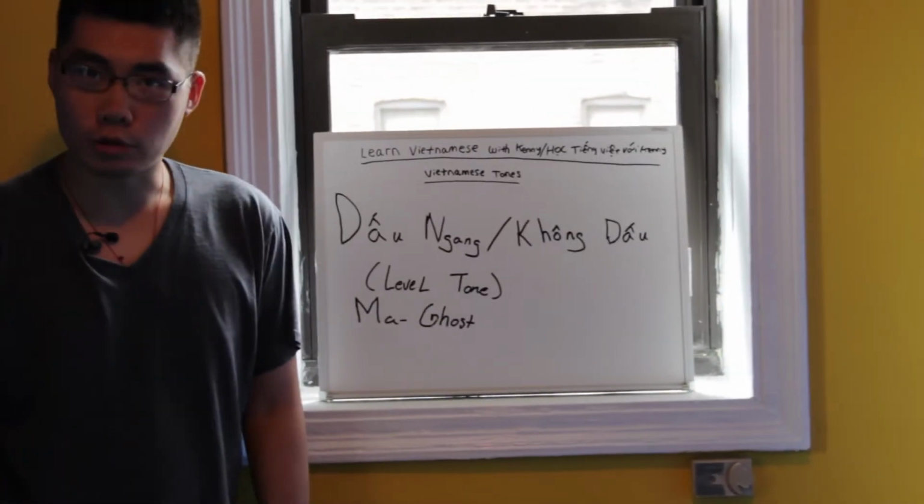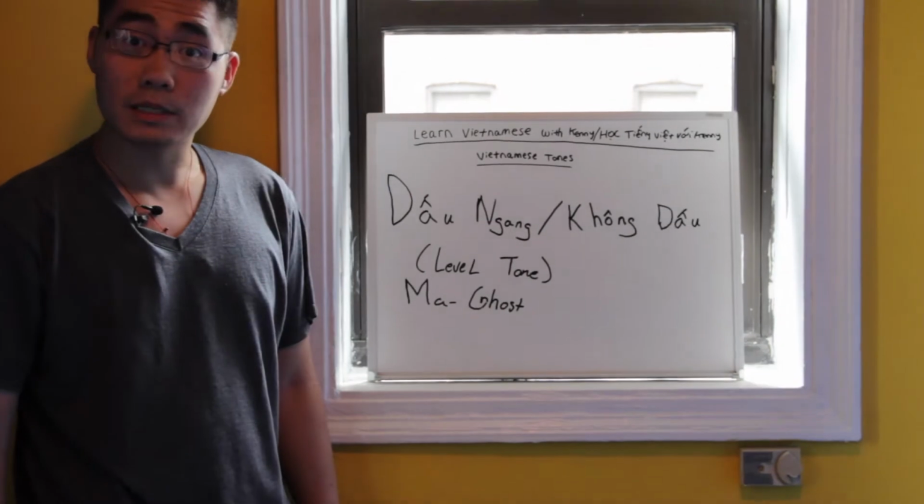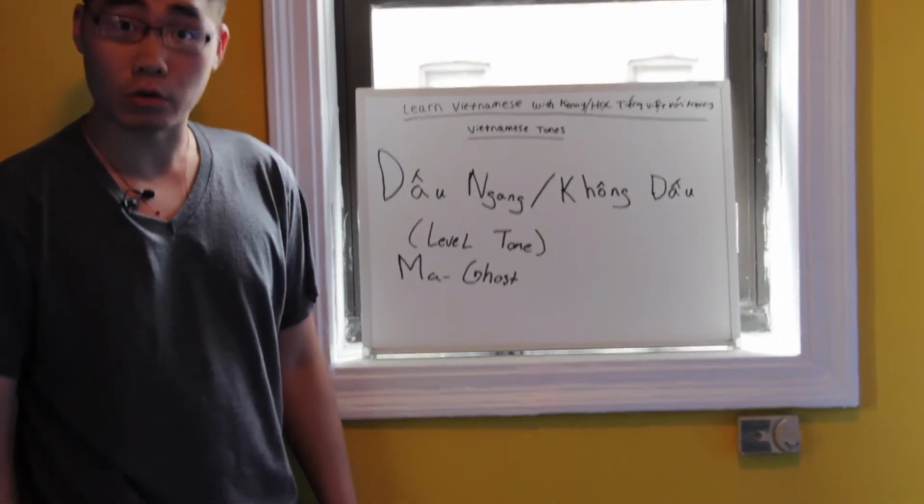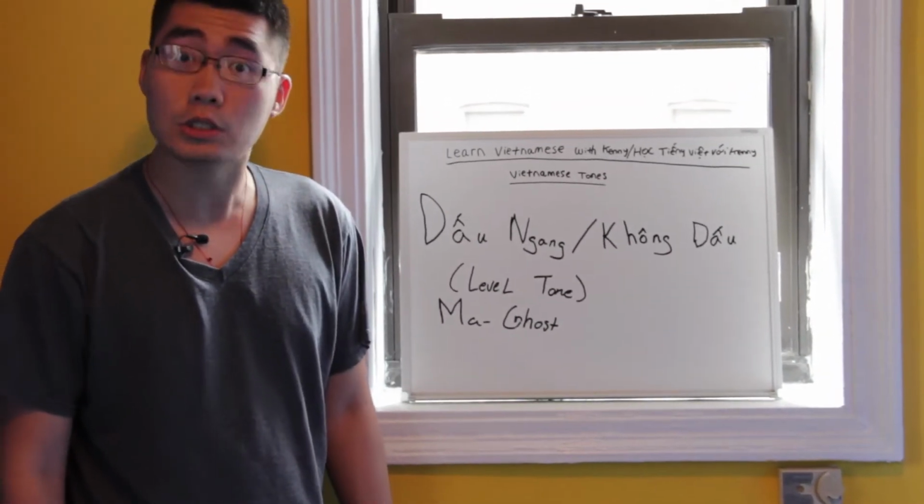Okay? Today we're going to learn Vietnamese tones. The Vietnamese language is very complex because it's a tonal language. It is composed of 6 tones.